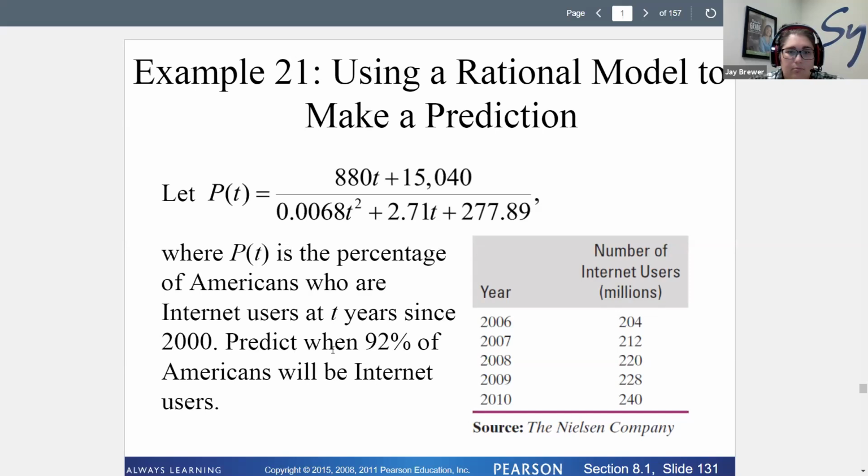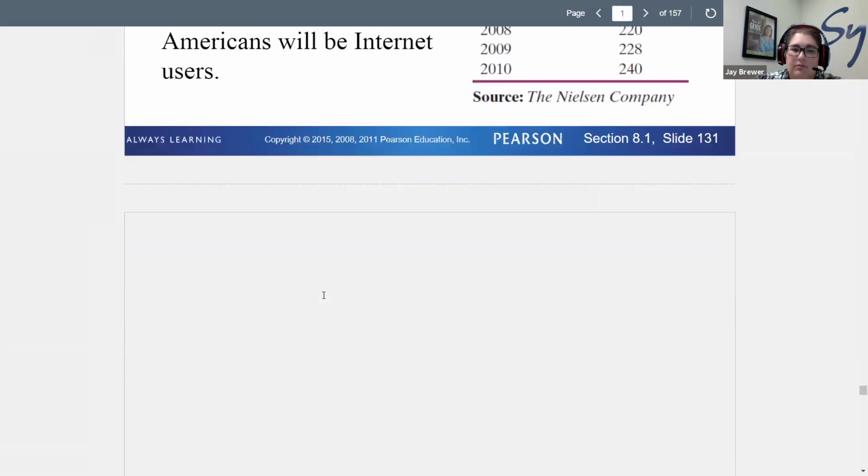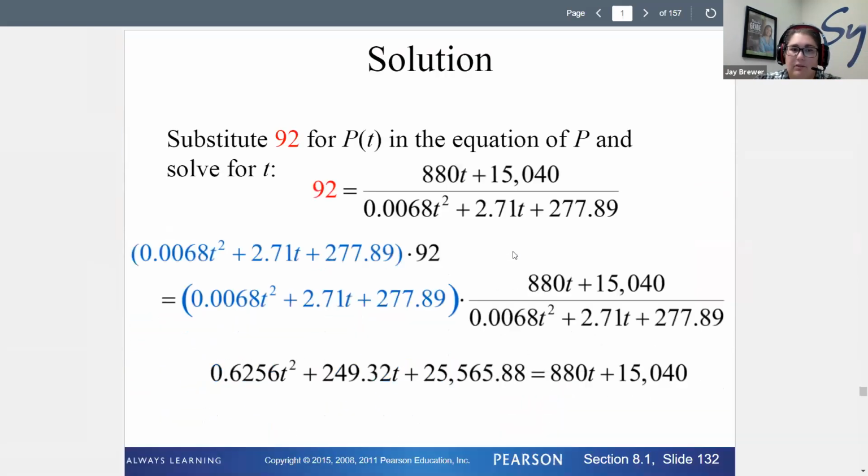So now they want us to predict when 92% of Americans will use the internet. Before we were plugging numbers into T, but if you're given a percentage, are you going to plug that in for T, which stands for time, or are you going to plug that in for P of T, which is an actual percentage? Okay, we're going to plug 92 in for the P of T.